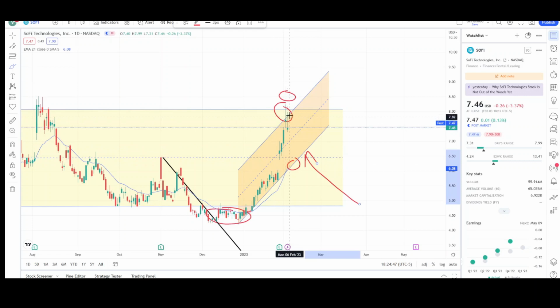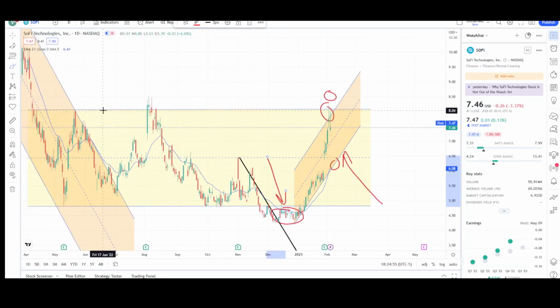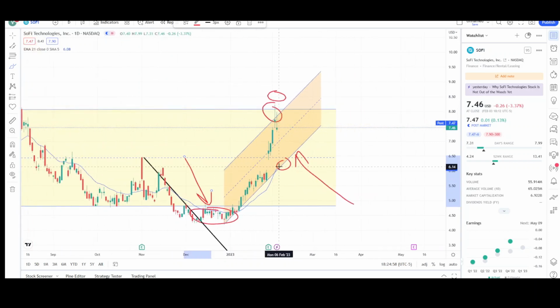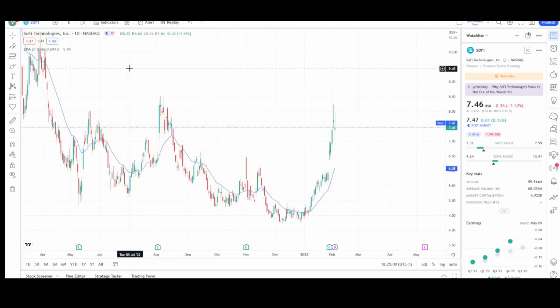Basically, this is a place where everyone who bought down here is probably getting out. If they're swing trading, this is where they get out, because we just hit resistance. We are far away from the EMA, and we're just due for a pullback. So I'd say at least we're going to see a pullback before we continue higher, and that's if we continue higher. So that's all I have for SoFi Technologies on the daily chart.